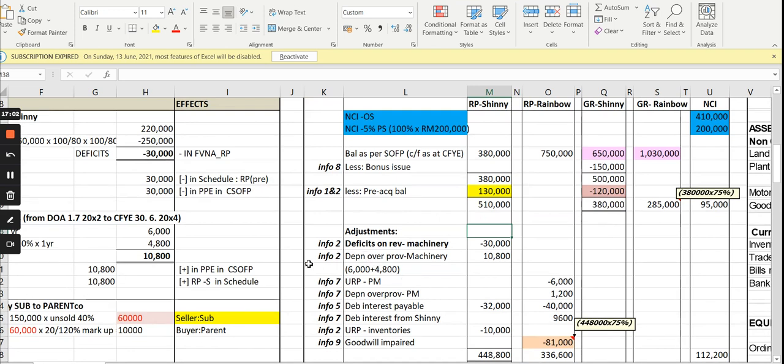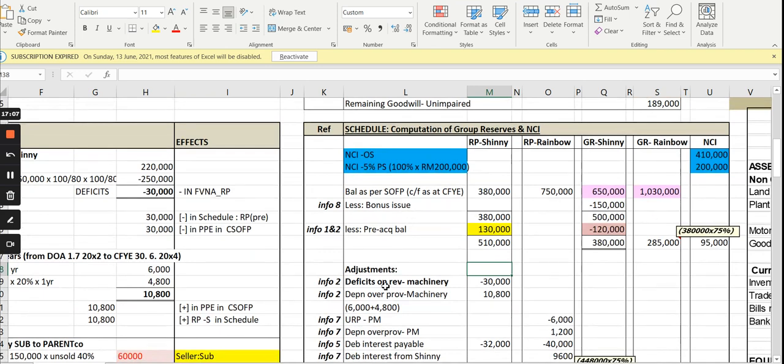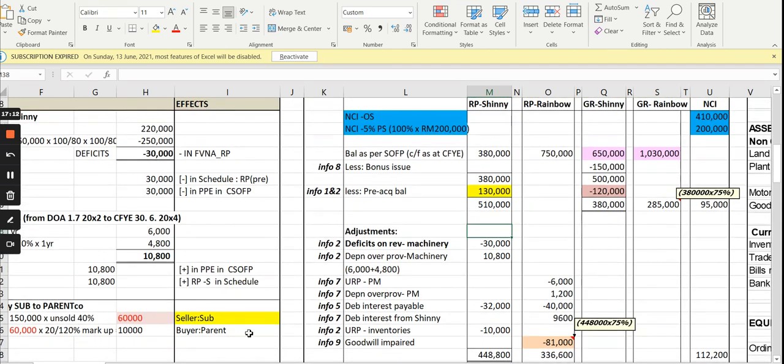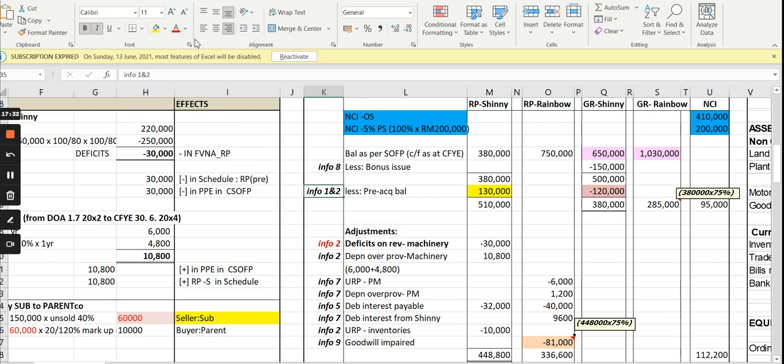What you need to do now is to post to the column in this schedule the adjustment that affect retained profit of Shini. So you can go and check and you will see that from our workings, information 2 is regarding the fair value adjustment. Deficit are being debited to the retained profit. So this one, check. I would put red for things that I have already checked. Checked and checked. So deficit.